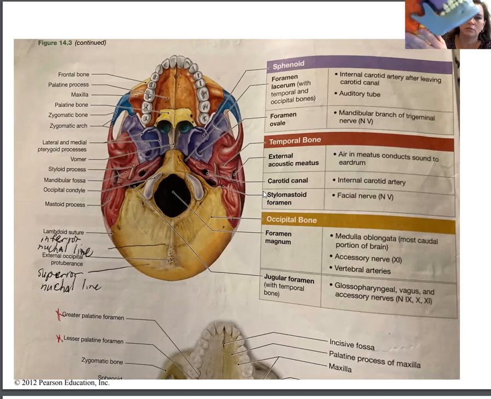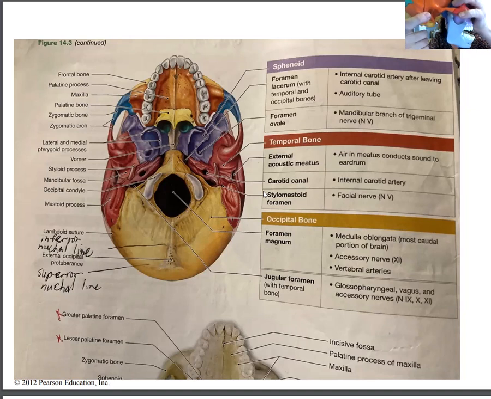Then on your temporal bone, let me move the mandible a little bit. You have two different processes coming off. You have this pointy process right here. Those sharp pointy processes are called your styloid processes. Then you have this huge one right here. This is your mastoid process. So the pointy ones are your styloid processes. The massive ones are your mastoid processes.